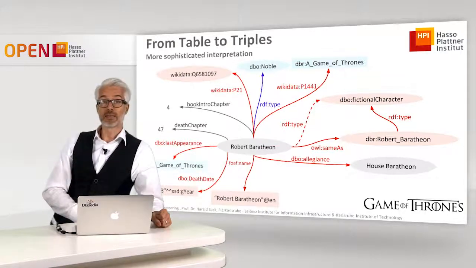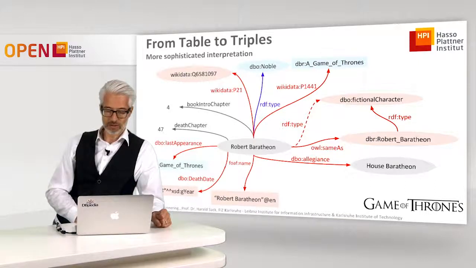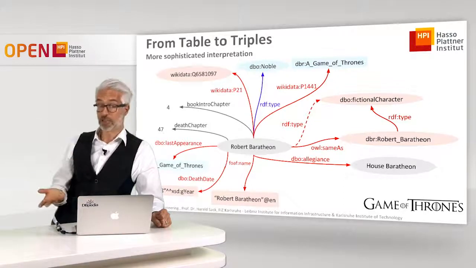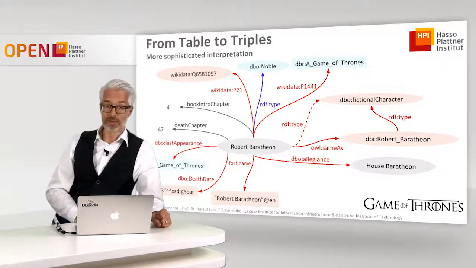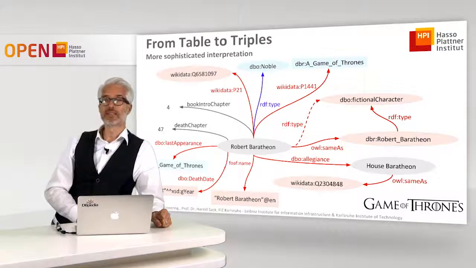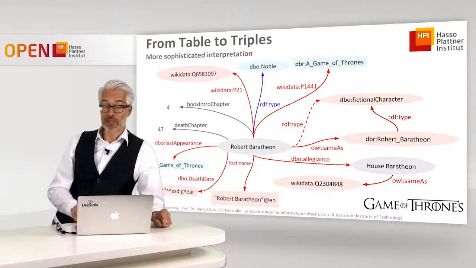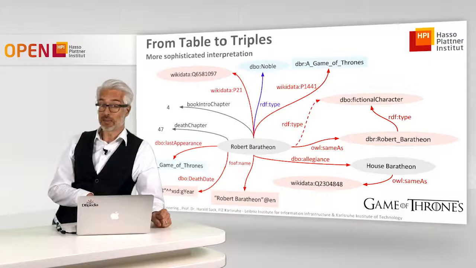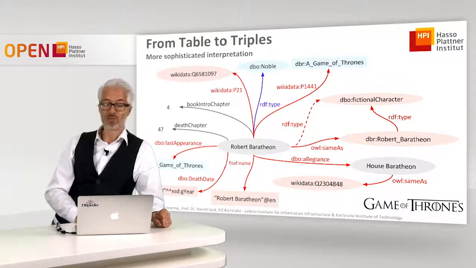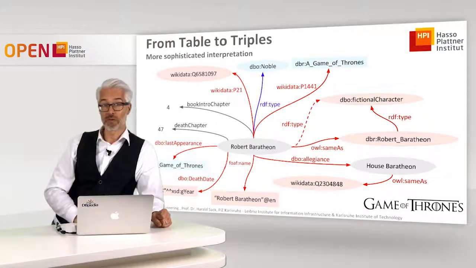Then I decided to use also DBO allegiance. It's also a nice property available in the DBpedia ontology, and I have converted House Baratheon, which was previously a literal, to another entity. And then of course I could say that this entity is exactly the same as in Wikidata, this entity Q2304848. This entity is not available in DBpedia, therefore I have chosen it from Wikidata. And you see here I can reuse lots of information from other vocabularies.